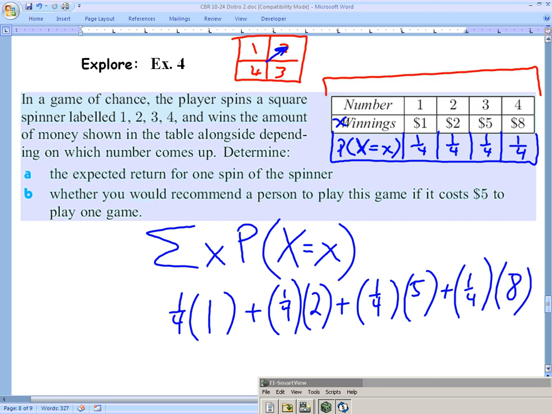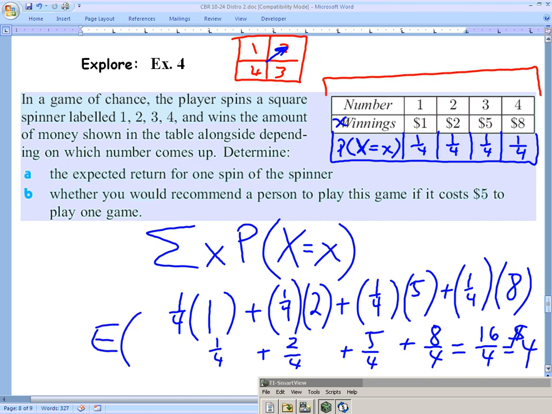So I'm going to multiply all these together, and I'm not going to reach my calculator, so I'll just do 1/4 plus 2/4 plus 5/4 plus 8/4, which equals, 1 plus 2 plus 5 is 8, plus another 8 gives me 16/4, also known as 4, and that was all in dollars. So my expectation, or my E of X, big X, is equal to $4.